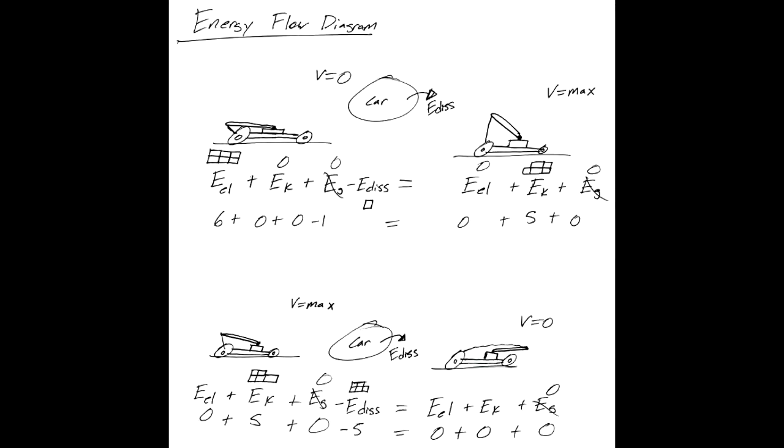And in the second diagram, it is at its highest velocity and no longer has any E elastic anymore, since it is unraveled and the energy has now been converted into kinetic energy with 5 blocks. It still does not have any E gravitational because it doesn't move up or down.